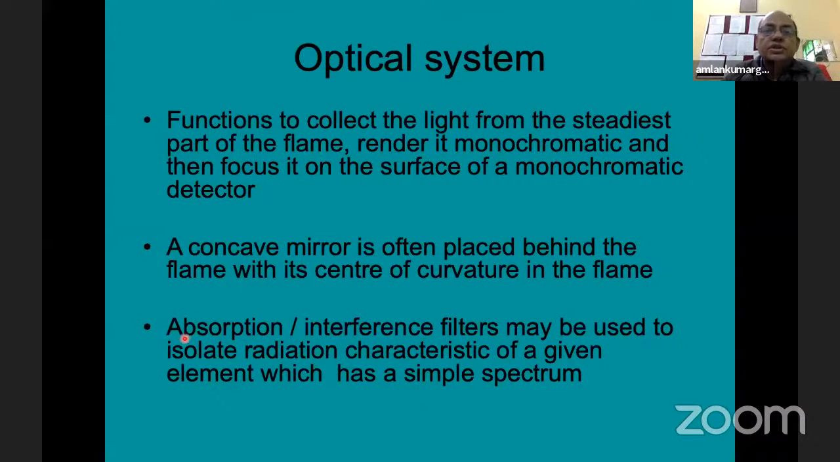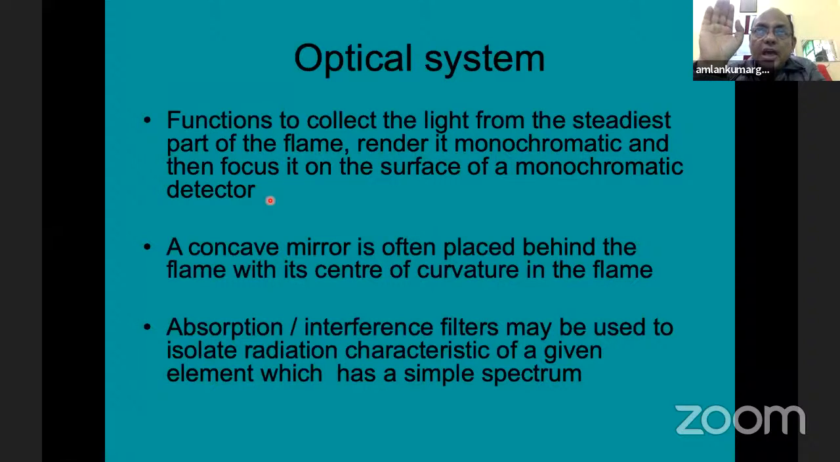Its function is to collect the light from the steadiest part of the flame, render it monochromatic, and then focus it on the surface of the detector. Now, monochromatic means mono is one, chroma is color, so light of a particular wavelength. Potassium has a different wavelength at which it is measured, sodium has a different wavelength, and each element has a different wavelength at which it is measured. Hence, because the light wavelength lambda is inversely proportional to delta E, I told you that each element emits light of a specific wavelength.